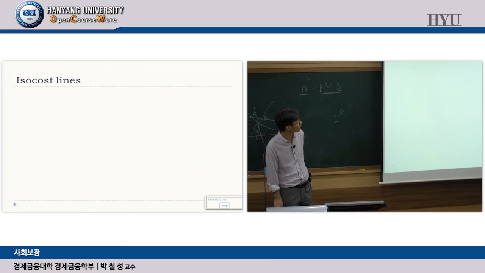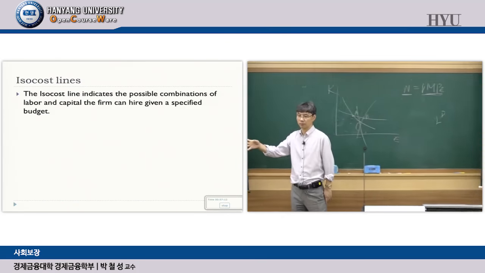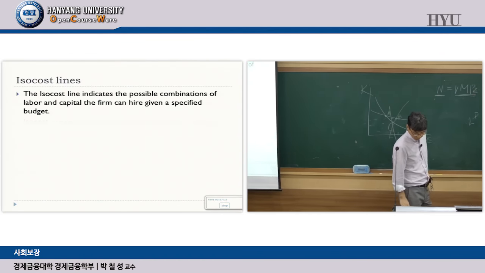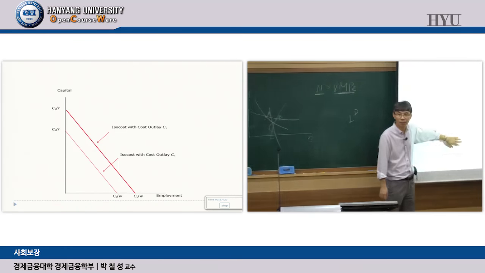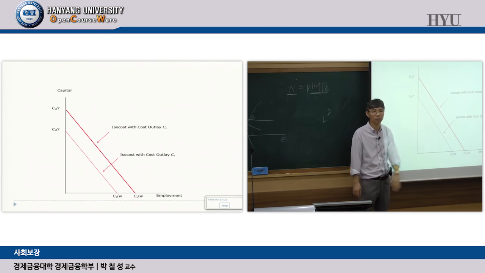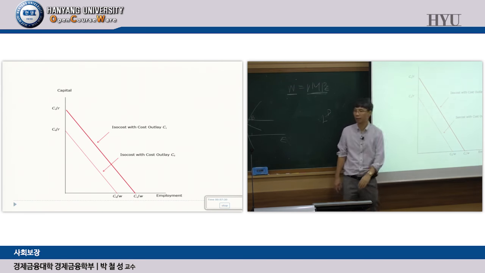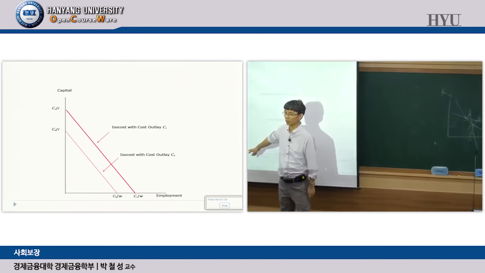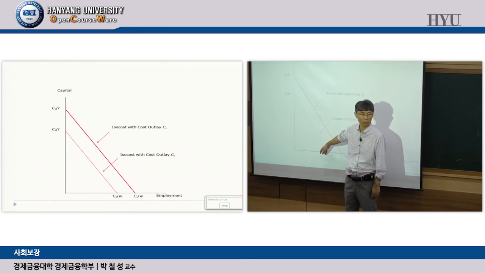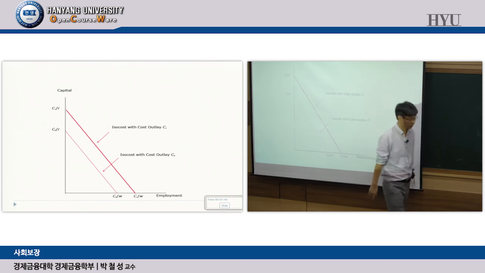Isocost lines. Isocost just means equal cost. So equal cost, as you can guess, is just a combination of capital and labor that costs the same amount of money to the company, to the firm. So obviously the isocost line should be negatively sloped, right? Because if you put in more labor to pay the same amount in total, you have to decrease capital input. So the isocost line is going to look like this line.